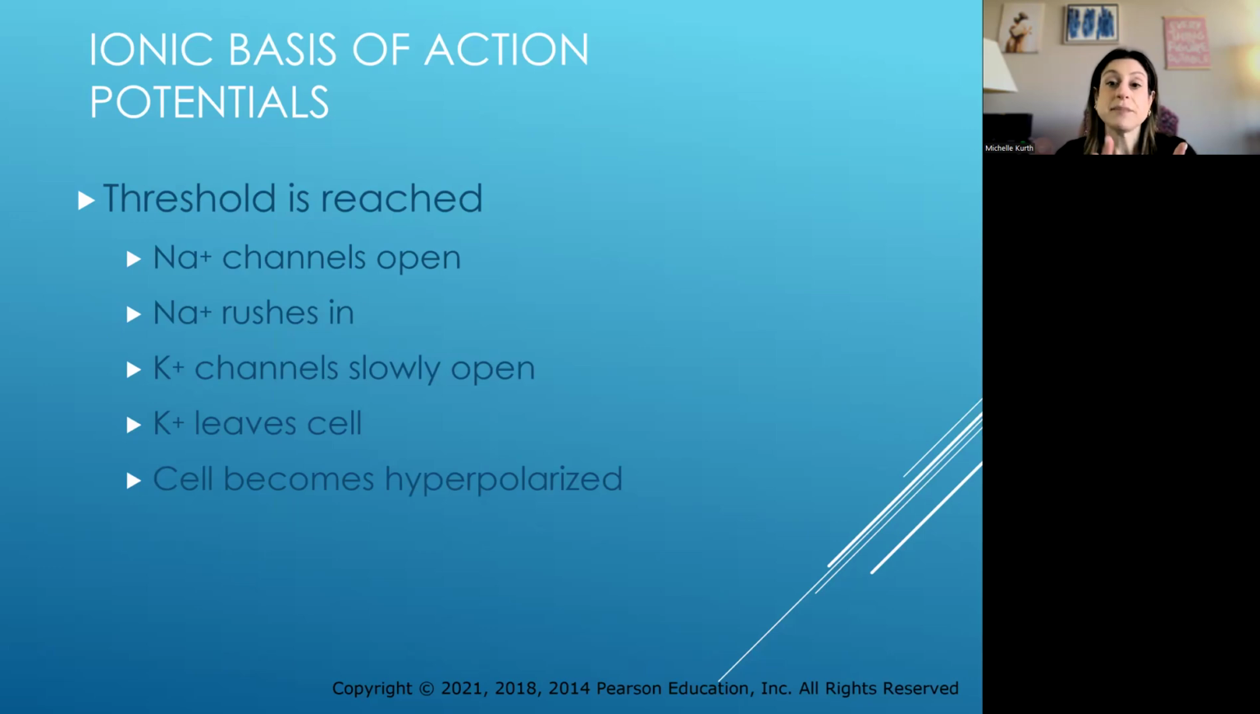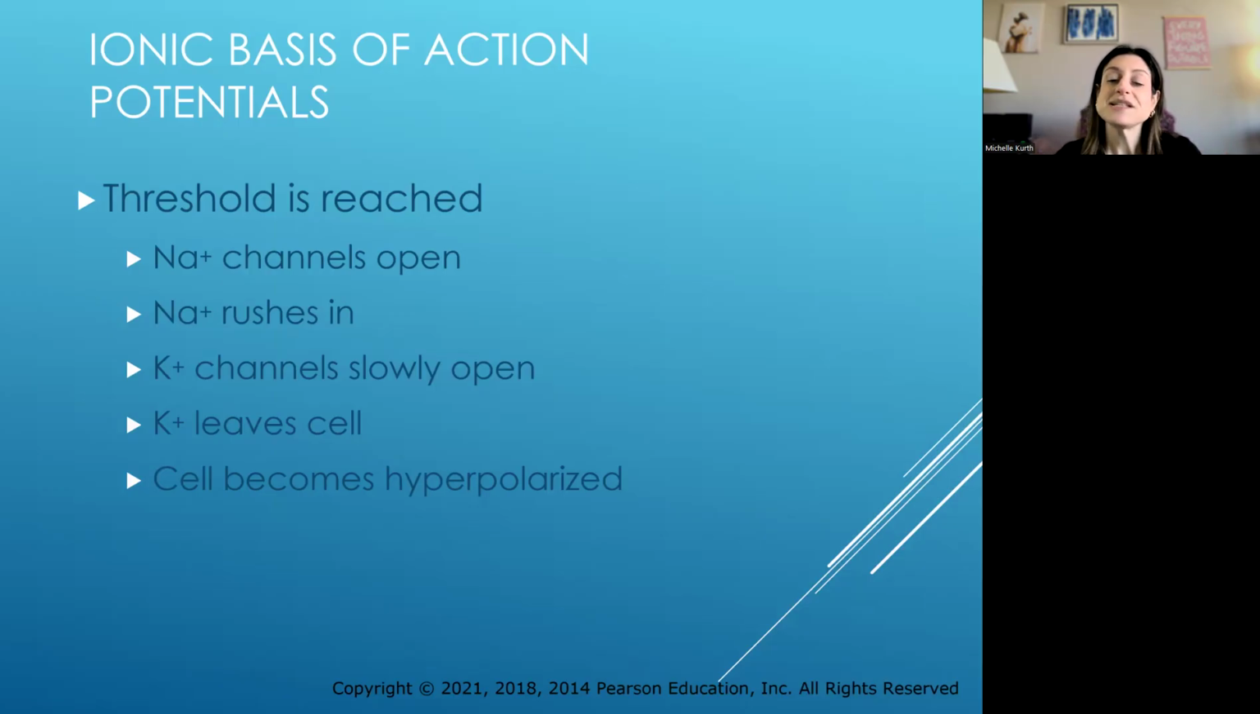Now, sodium, as I mentioned, waits on the outside. It comes rushing to the inside of the cell, and this makes the inside of the cell quickly flip from negative to positive. You also have the potassium channels that slowly open. The potassium begins leaving the cell, trying to restore some of that balance. So you can think of sodium as the crowd storming into a concert venue all at once, while potassium is the slower crowd trickling out.